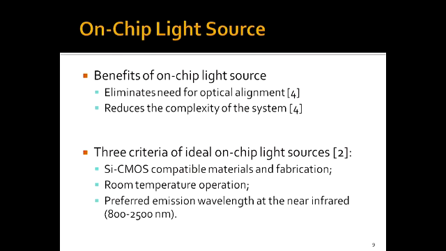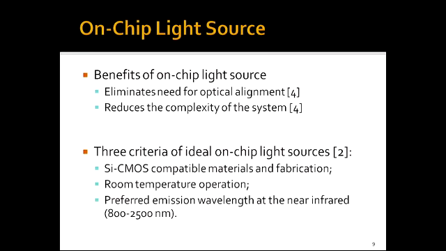So there are three criteria for ideal on-chip light sources, and one is that it has to be a silicon CMOS compatible material, compatible with the way that CMOS are already fabricated, and the light oscillation has to operate at room temperature, and the preferred emission wavelength of the light emission is in the near infrared, which is 800 to 2500 nanometers.